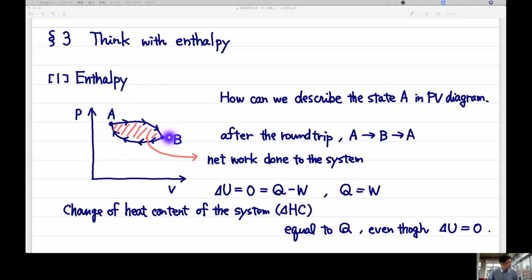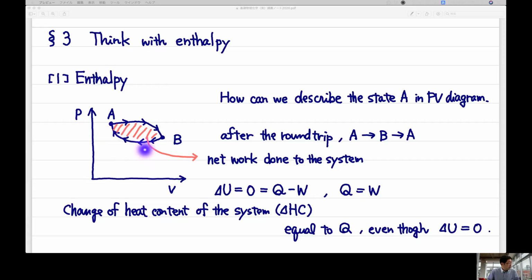This is a PV diagram, and this is state A. P means the pressure, and V means the volume. This is one of the energetic states, A, which can easily change to the energetic state B by changing the volume and pressure. And then the energetic state B can easily change back to the state A by changing the volume and pressure. So this is a kind of round trip from A to B to A again, okay?